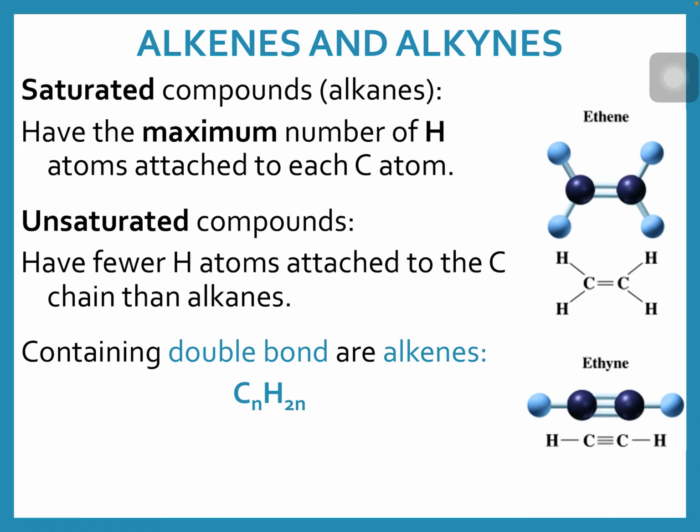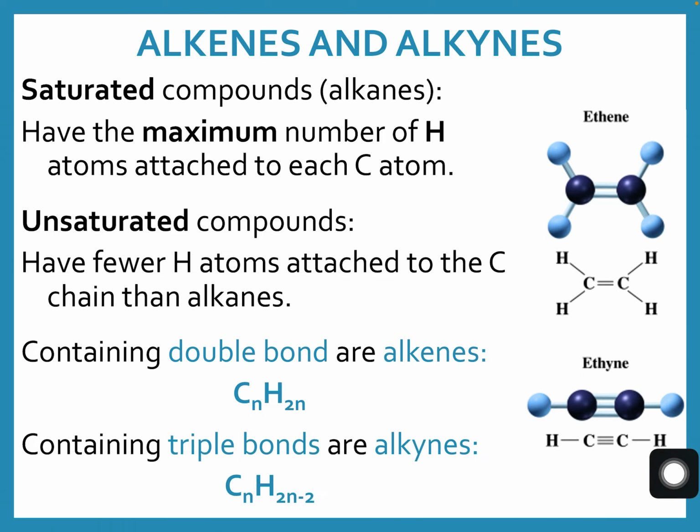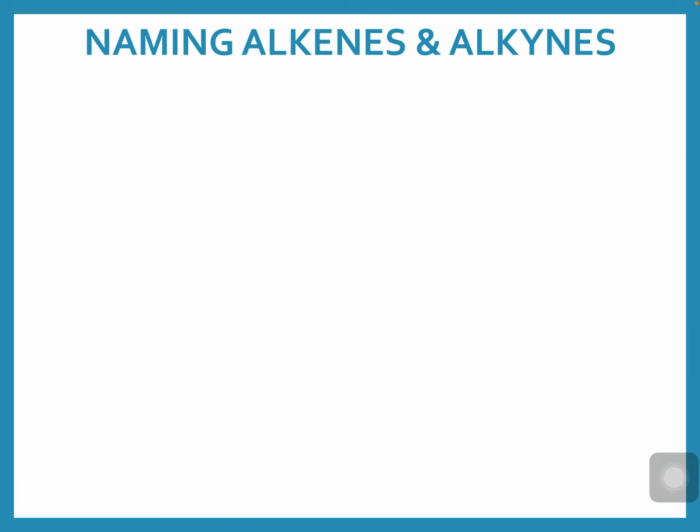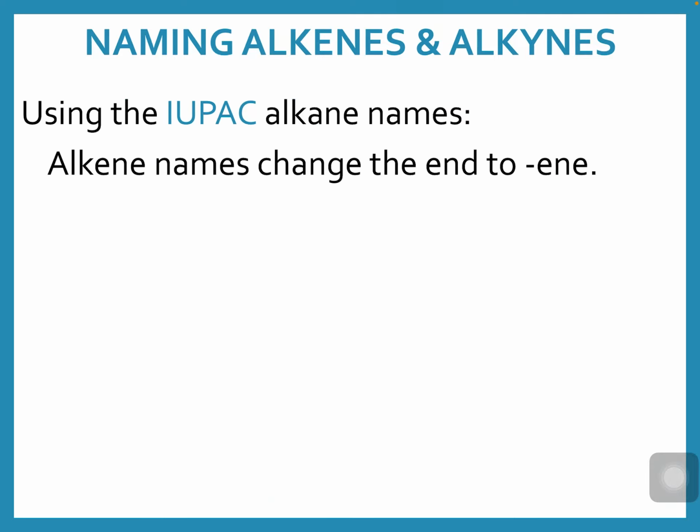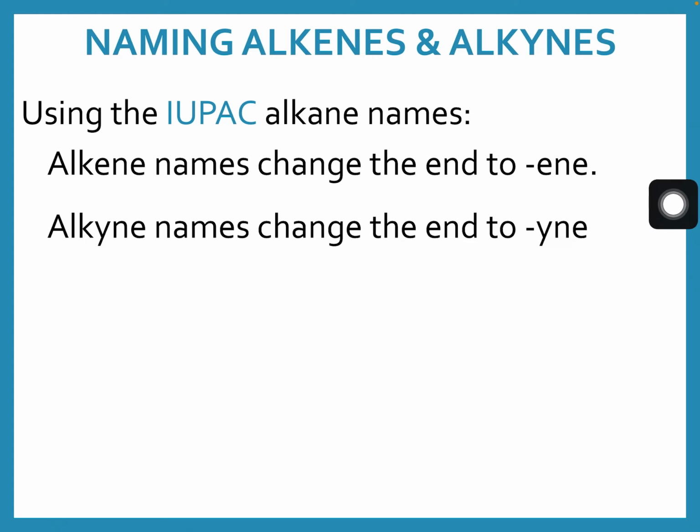Alkenes are when we have a double bond, and the general formula for those is CnH2n. Alkynes are compounds that have a triple bond in them somewhere, and CnH2n-2 is the general formula for those. In terms of naming, the prefixes are the same as for an alkane, and then at the end, if there is a double bond, we are going to add "-ene" as the ending, and if there's a triple bond, then we're going to add "-yne" as the ending.